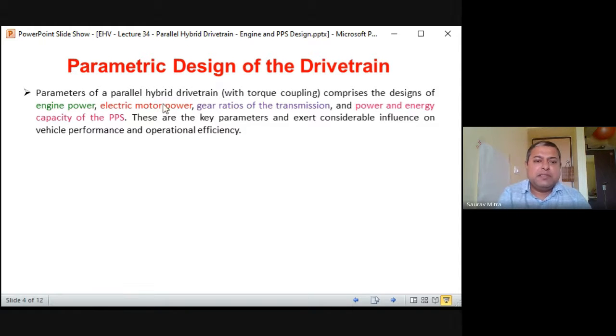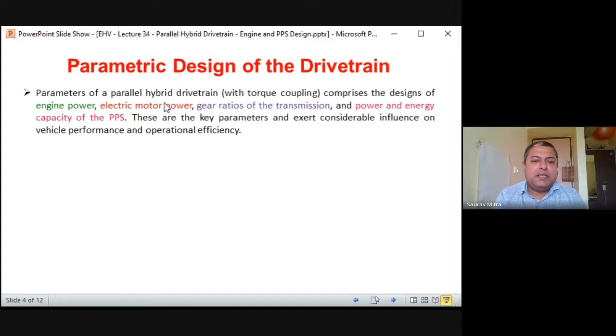In our syllabus, the gear ratio of the transmission is not there. Motor power we will do in the next class. So today we are going to see the design components and design parameters for engine power and PPS. The second thing, motor power design, we will do in the next lecture, and that will be the last topic from this syllabus.